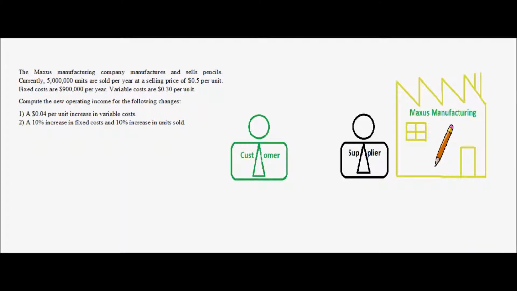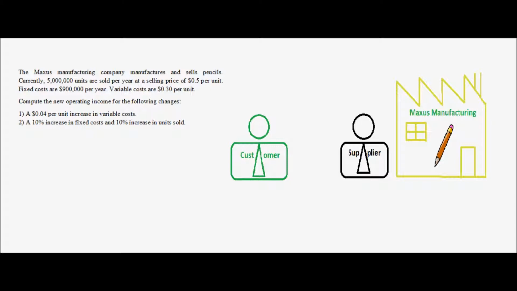Let us look at another example of cost volume profit analysis. The Maxus Manufacturing Company manufactures and sells pencils. Currently, 5 million units are sold per year at a selling price of $0.5 per unit. Fixed costs are $900,000 per year, while the variable costs are $0.3 per unit.